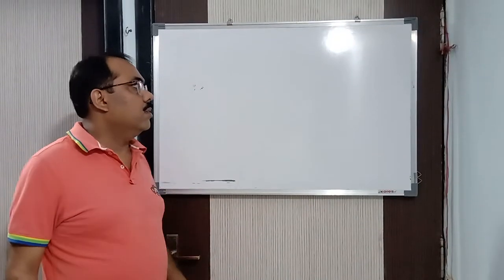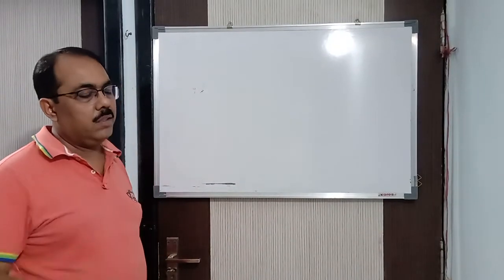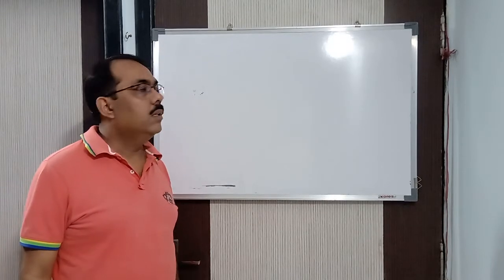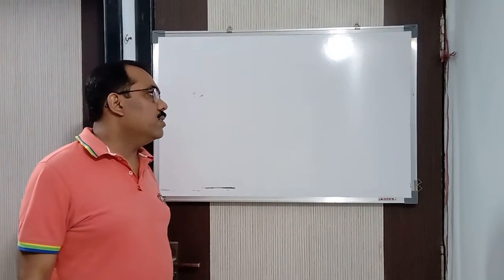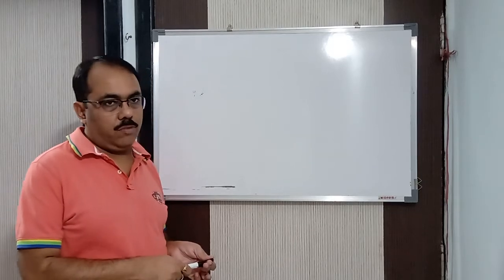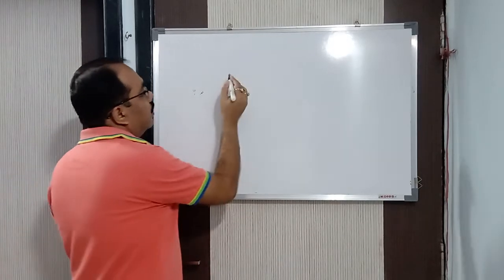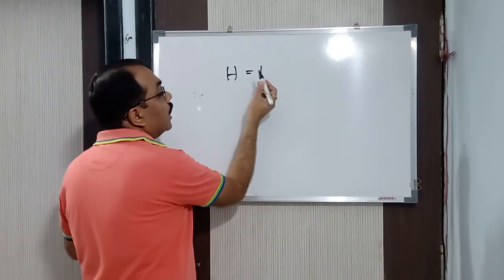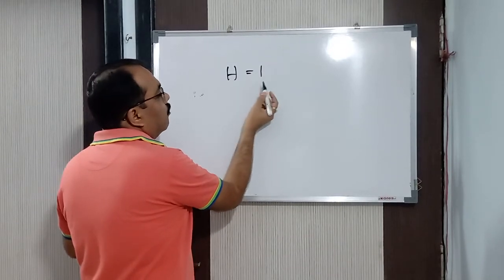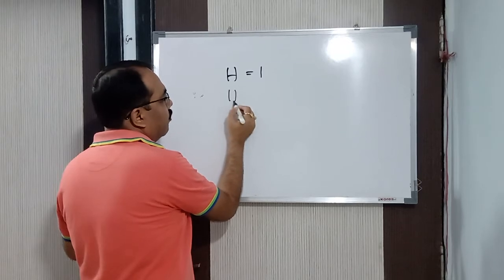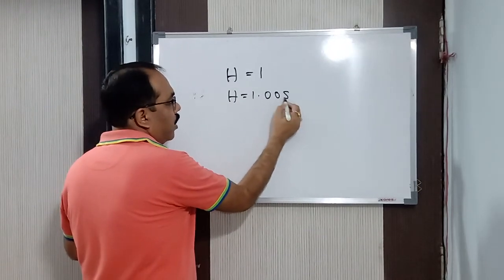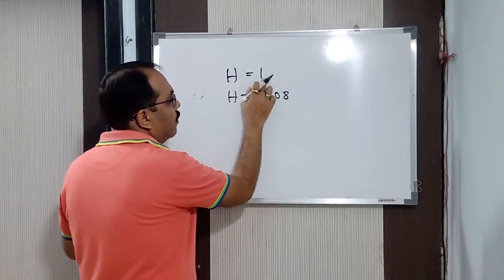So last class I was talking to you about the atomic weight, the relative atomic mass and relative molecular mass. I said that relative atomic weight is a fractional number. For example, for hydrogen we write it as 1. The atomic weight is 1 gram per mole. But the actual atomic weight, that is the relative atomic mass, is 1.008. It is a fractional number, but we take it as 1.